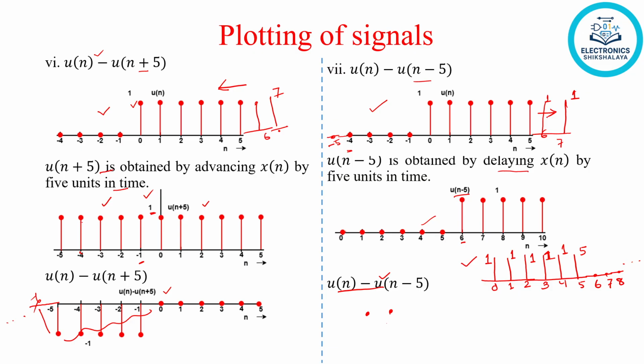So this is shifted towards the right. This u of n minus 5 will be shifted towards the right by 5 instead of 10. Okay. So this is all. You can correct this graph.